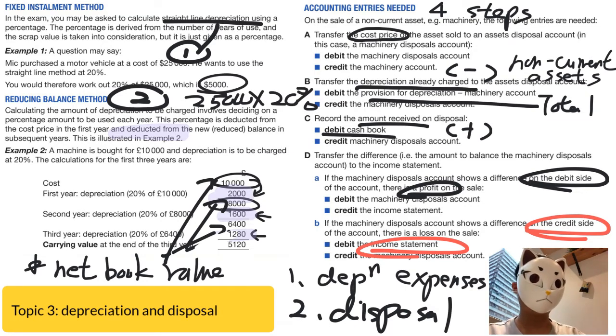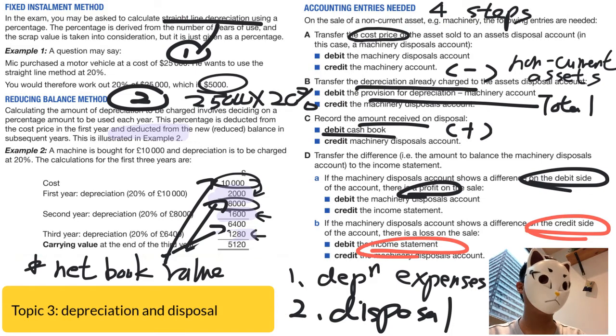Let me remind you of 2 things. First of all, depreciation expenses. You need to understand both the straight-line method and reducing balance.